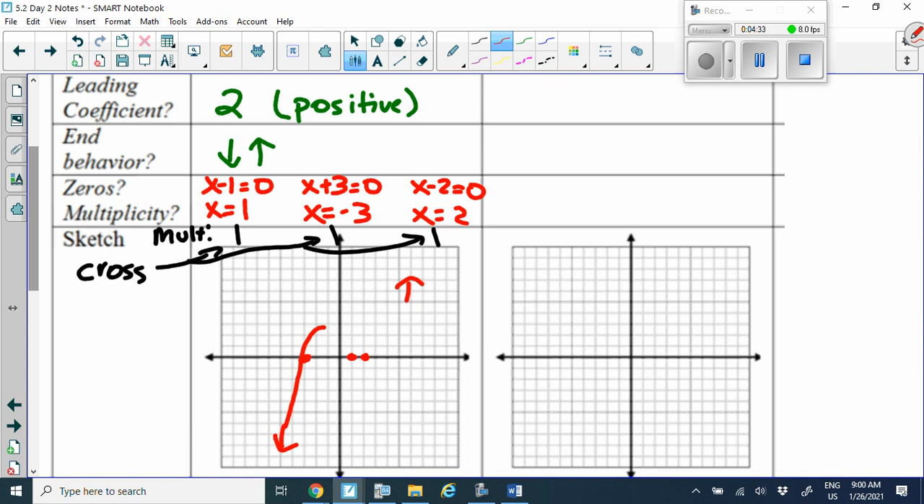Now it doesn't matter how high or low it is, because the thing is we're drawing a sketch. Remember, a sketch is not going to be exactly what the graph is going to look like. The most important things to know is that we have to have the right end behavior, the right x-intercepts, and that we either cross or bounce correctly on each of those, okay? So I do this, doesn't matter how high or low I make it, and then I connect the other. Okay?